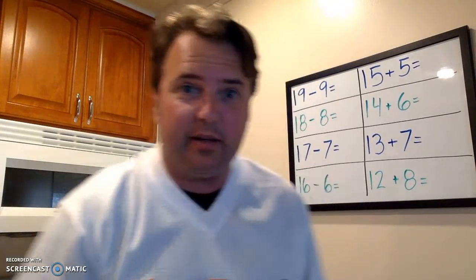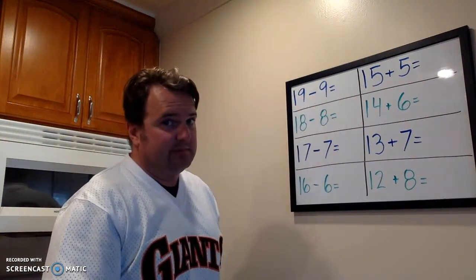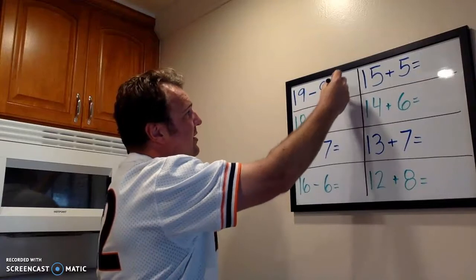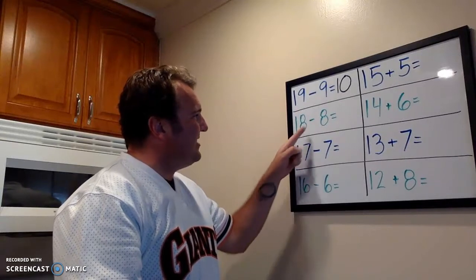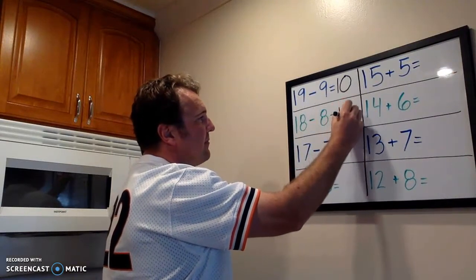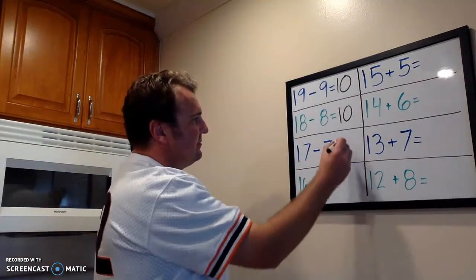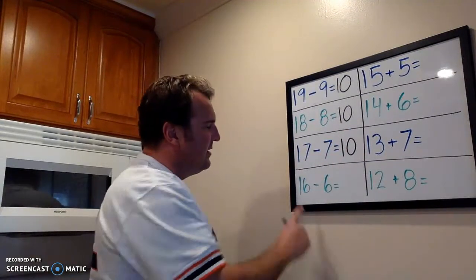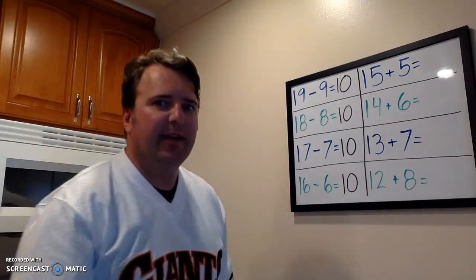And we're back. Okay, here we go. 19 subtract 9. 19's a teen. It's a 10 and a few more ones. But if I take those ones away, all I have left is 10. 18 subtract the 8 is 10. 17 subtract 7. It's 10. 16 subtract 6. It's 10. And let me tell you why.